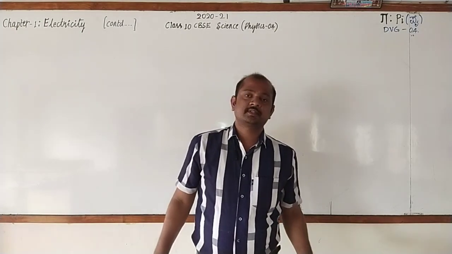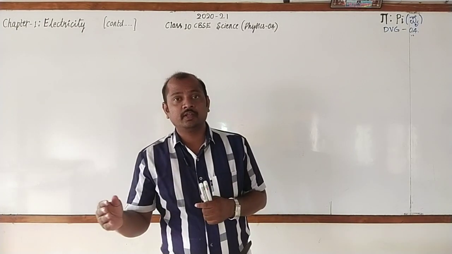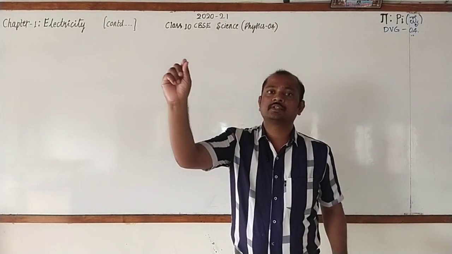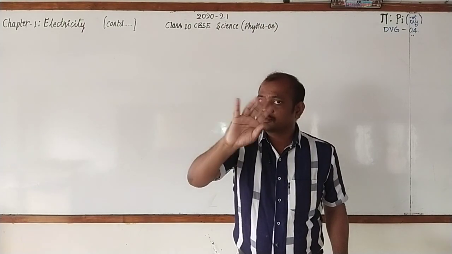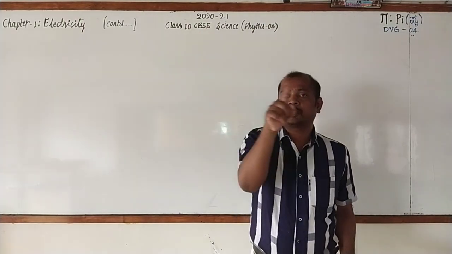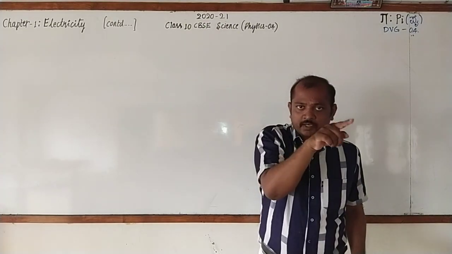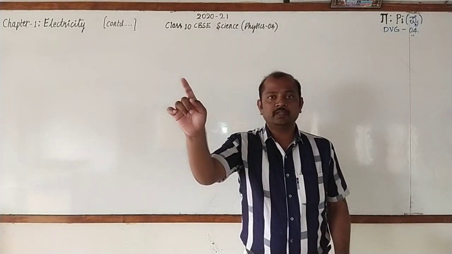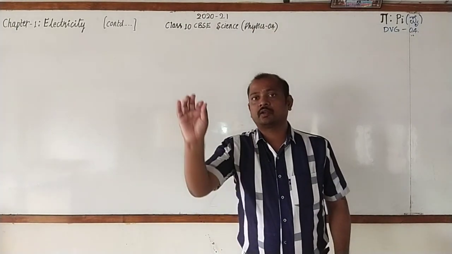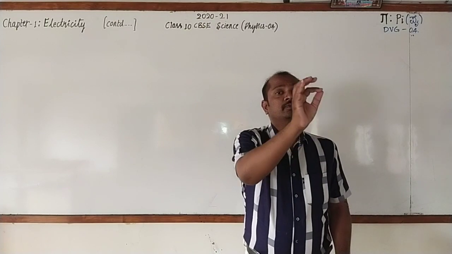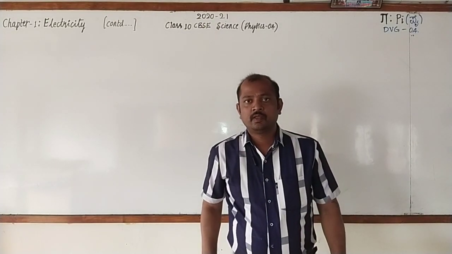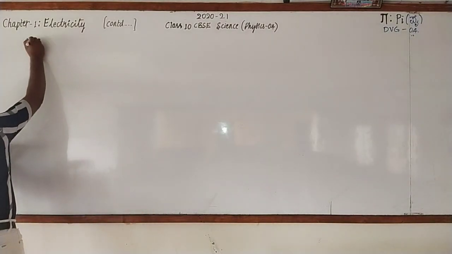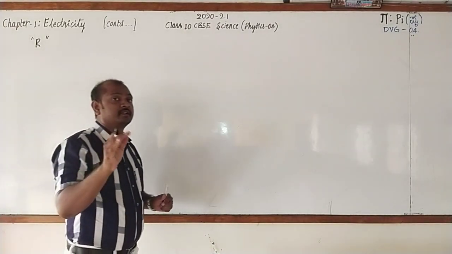So, this much was discussed in the last class. Now, let us go on continuing. Here, one formula is there which gives the relationship among R, electric resistance, V, potential difference, and I, electric current. What is that? It is R equal to V by I, or V is equal to I into R, or I is equal to V by R. These are the formulas. Here, one important physical quantity is capital R. What is it? Electric resistance.